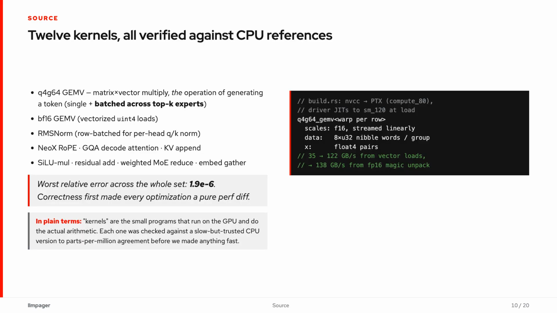Kernels are the small programs that run on the GPU and do the actual arithmetic: matrix multiplies, normalization, attention, and so on. There are 12 of them, and every single one was verified against a slow but trusted CPU implementation before any optimization happened. Worst disagreement across the whole set: about 2 parts per million. That discipline paid off later. Once correctness was established, every performance change could be judged purely on speed, because the output provably didn't change.